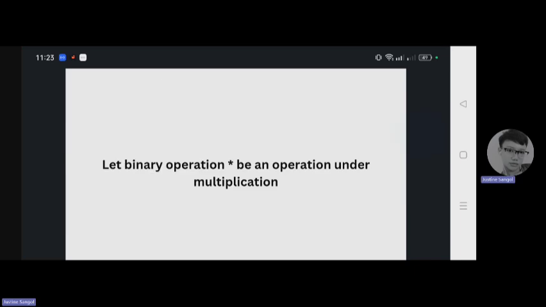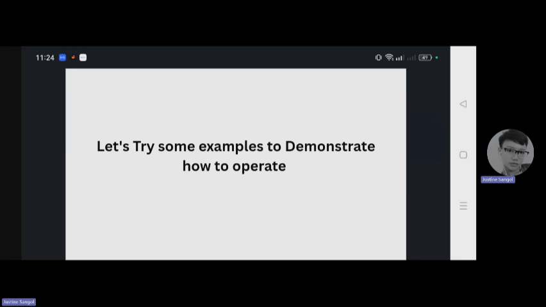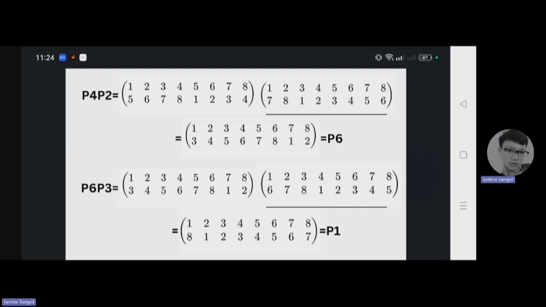And now that we already have the results of the permutation, let binary operation star be the operation under multiplication. So now we will use the operation, which is the multiplication. So let's try some example to demonstrate how to operate. So here is the example.